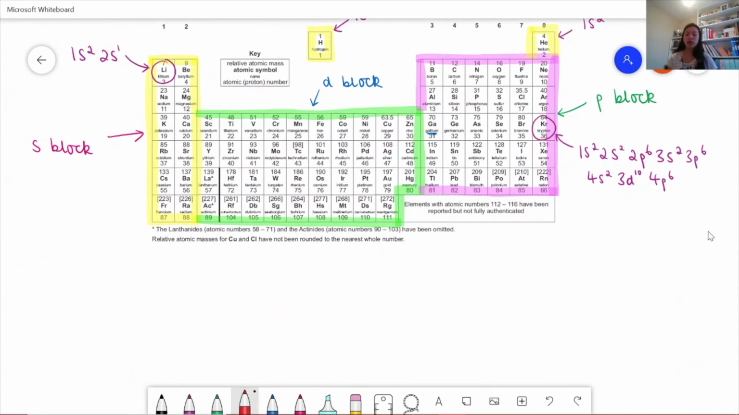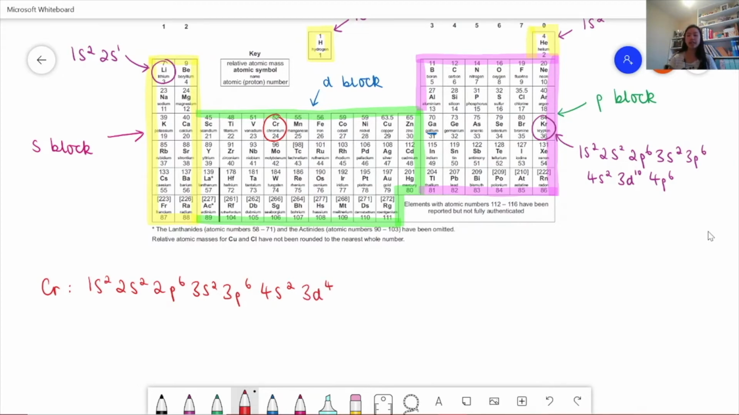So firstly, if we look at chromium, which is here on the periodic table, it's in the D block, and it has 4 electrons in a 3d orbital. So what we would expect it to be would be 1s2, 2s2, and then 2p6, 3s2, 3p6. So this would take us to argon, and then we'd have 4s2, and we'd expect it to be 3d4.